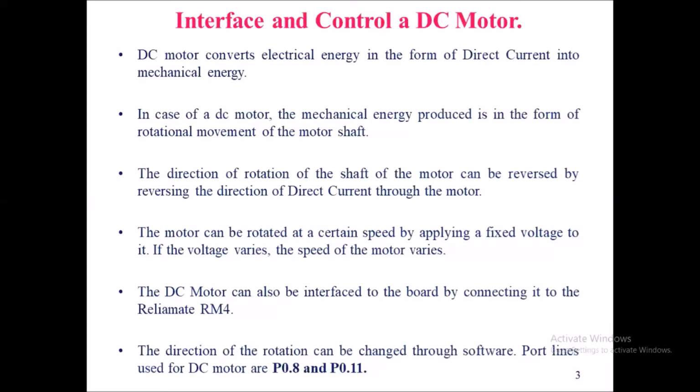So what are those pins? We have the 8th pin in port 0, as well as the 11th pin in port 0. Basically there are two pins for the DC motor, and these two pins are accommodated in port 0. What are the pin numbers for the DC motor? Pin number 8 and pin number 11. These are the two port pins connected to the DC motor from the processor.